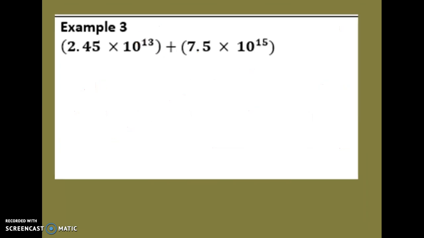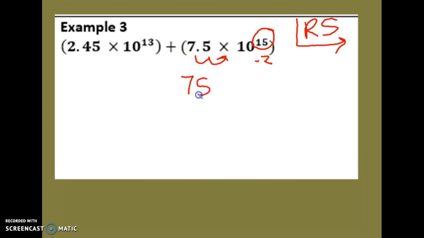Example 3, we're going to take a look at what would have happened if I would have chosen the smaller of the two exponents. So if I want to make this one common to 13, I would have to subtract 2. So subtract 2. Since we subtracted, LARS tells us right and subtraction go together. So I subtracted 2, which means I moved this decimal point 2 spots to the left, which means I now have the number 750 times 10 to the 13th power.